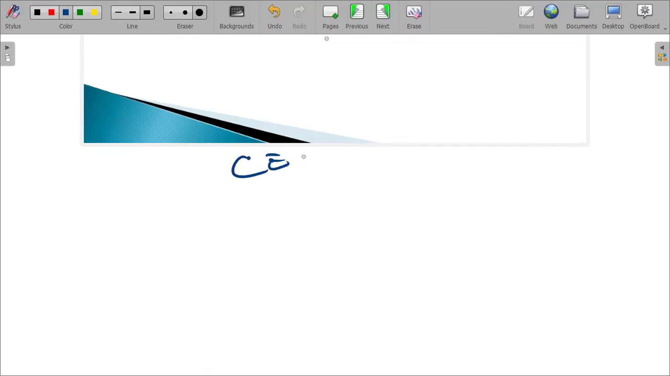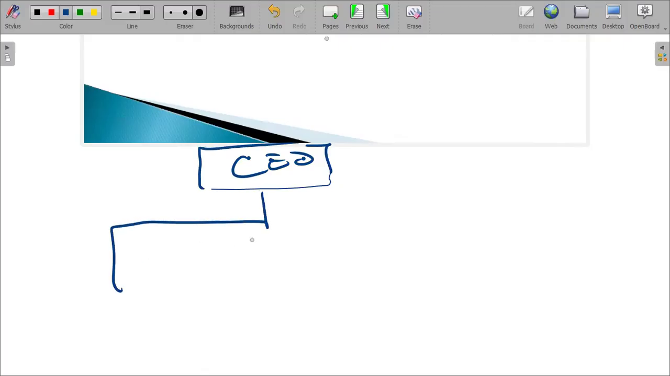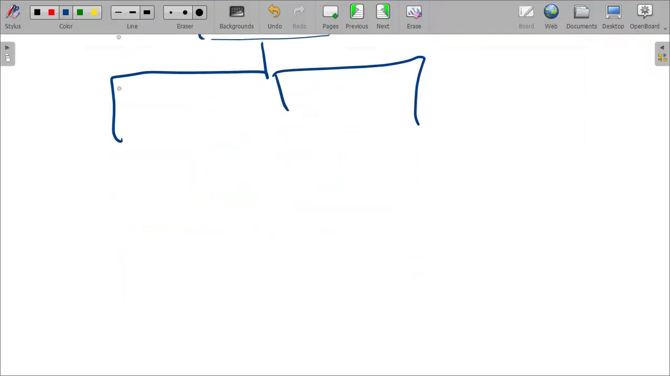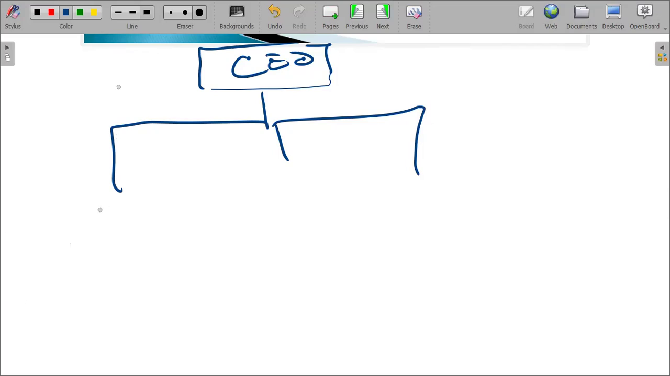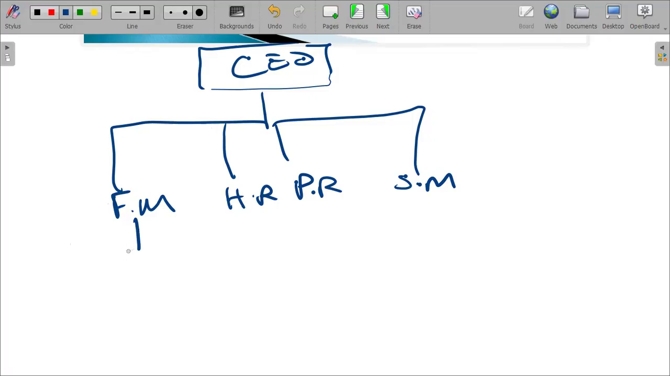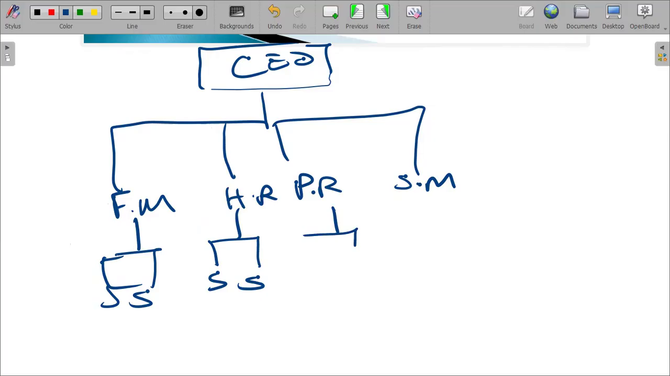We can find that we have the CEO, and then managers in different departments. So I'm going to draw a formal organizational structure here so that I can explain diagonal communication. For example, we have the finance manager, the HR manager, the production manager, and the sales manager. Under these managers, we can find that there are supervisors in different departments.